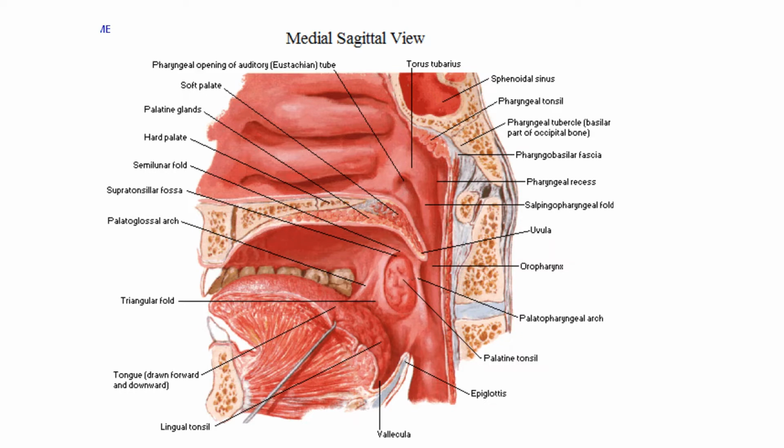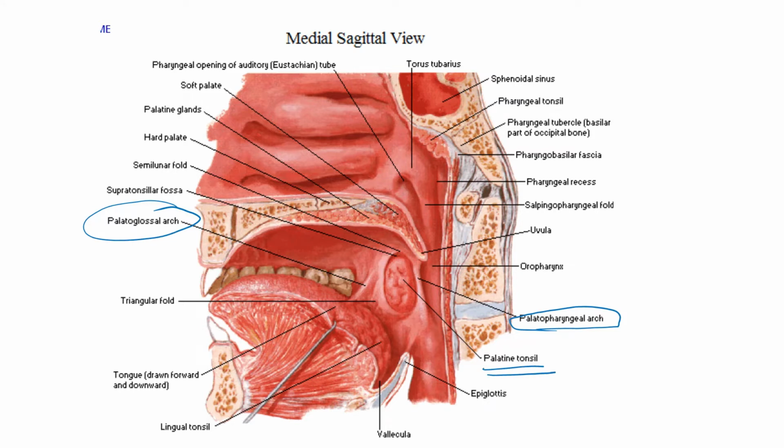This tonsillar fossa holds the palatine tonsils within it. This tonsillar fossa, which makes up the lateral wall of the oropharynx, is bounded in front by the palatoglossal arch and behind by the palatopharyngeal arch. In between the two arches lies the fossa, within which lies the palatine tonsil.